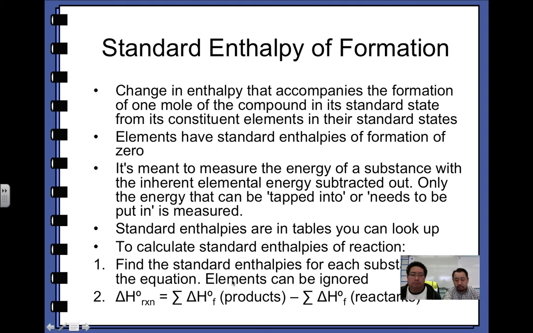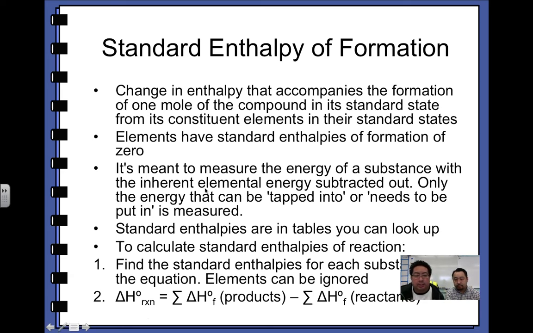To calculate this, there are 2 simple steps. First, you find the standard enthalpies for each substance, and that's on the table. You look it up. Individual elements can be ignored, so we're talking about diatomics like hydrogen gas and that sort of thing. Then you look at the delta H of formation of the products and add up all of those enthalpies, and then you subtract out the enthalpies for your reactants. When you put it together, that's your enthalpy of the reaction.